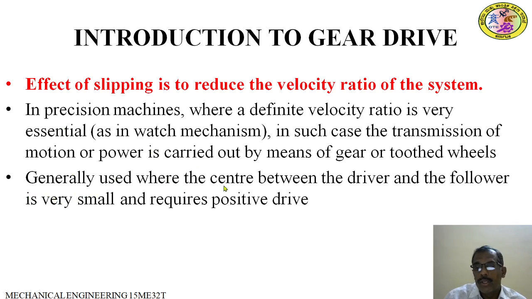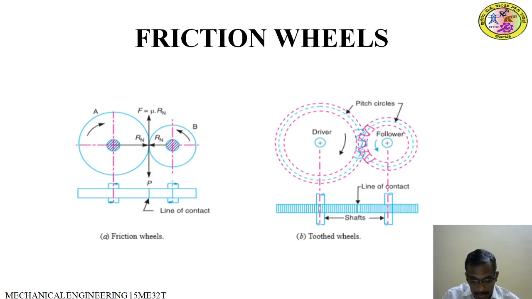Generally used where the center distance between the driver and the follower is very small. So these types of drives are generally used wherever the center distance between the driver and follower is very small and requires positive drive. So these drives are very commonly used here. Okay, so coming to the friction wheels.